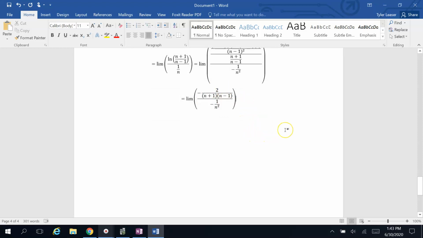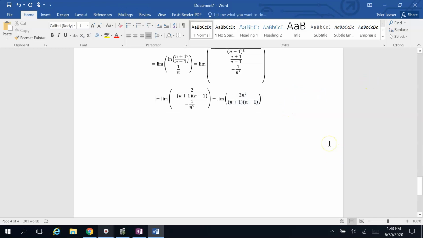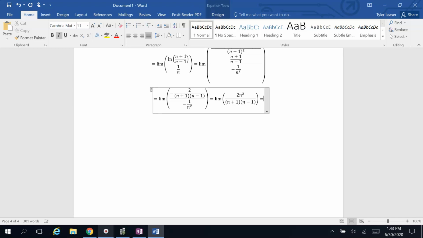Okay, so this is still complex fraction stuff. I'm going to flip this over again. So the negative 2 will stay up top, but then this n squared I'm going to flip up. I'll go ahead and cancel out the negative signs too, because we don't need those. So in the numerator, all I have is 2n squared. In the denominator, I have that n plus 1 times n minus 1. All right. We still have it so that the numerator goes to infinity and the denominator goes to infinity.